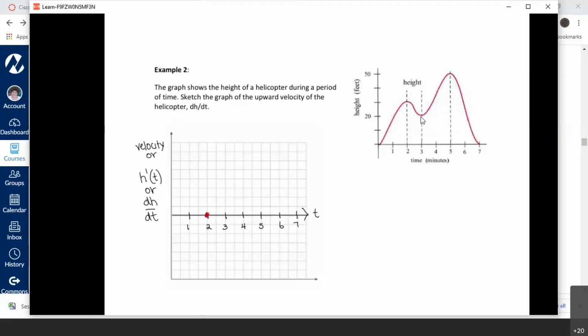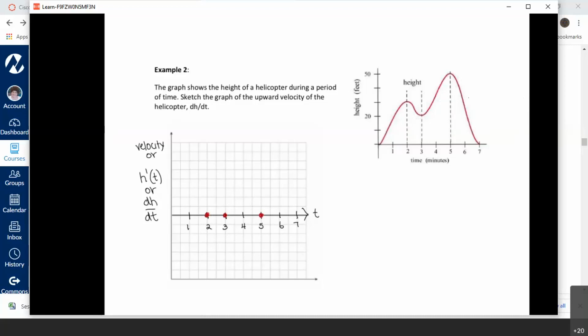Okay, likewise, at 3 minutes, we've got the same thing. The helicopter descended and it's hovering for an instant before it goes back up again. So right at 3 minutes, its velocity is also 0. And this graph would have another horizontal tangent line. The last horizontal tangent line is going to be up here at 5 minutes, where the helicopter rises and then stops for an instant before it comes back down again. But again, you can see the horizontal tangent at 5 minutes.